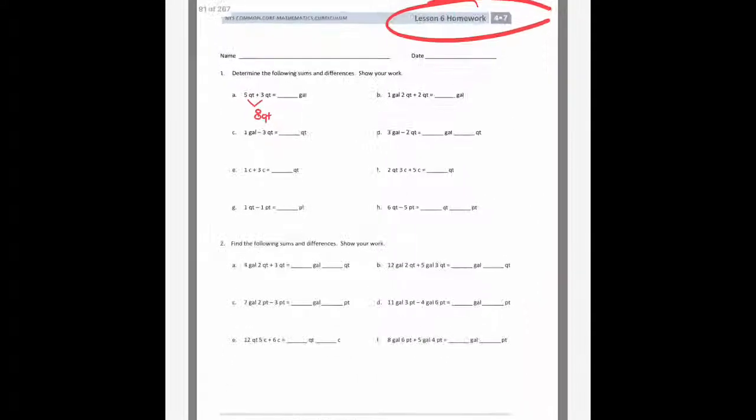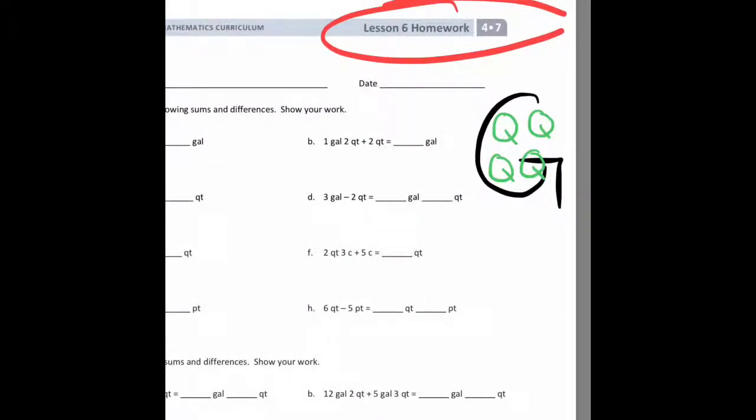And I'll even draw the big G over here that we've been practicing with. So 1 gallon has 4 quarts inside of it. Each quart has 2 pints. And each pint has 2 cups. That's kind of hard to see, but 2 little C's in each of the P's.